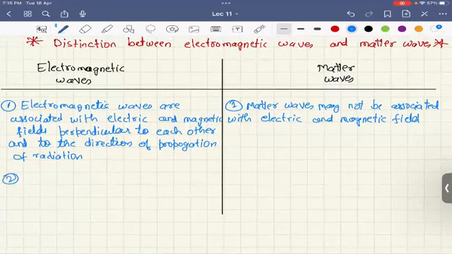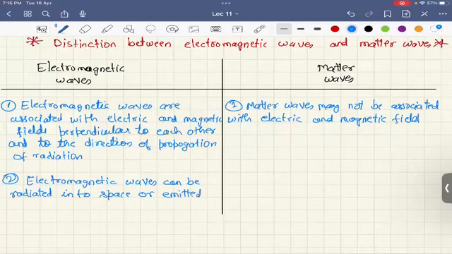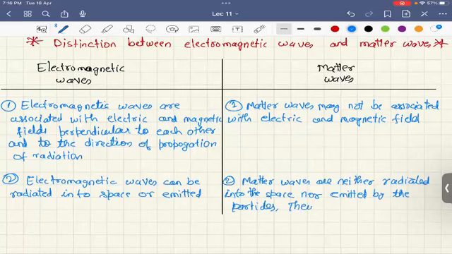The second point is that electromagnetic waves can be radiated into space or emitted, right? Matter waves are neither radiated into space nor emitted by the particles, right? They are simply associated with the particles.